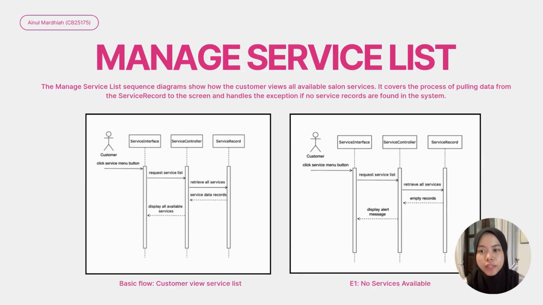The service interface sends a request to the service controller, which retrieves all service records from the service record database. And the service interface then displays all available services to the customer. Okay, for the exception flow, if no service exists in the database, the service controller returns an empty record and the system displays an alert message to the customer.